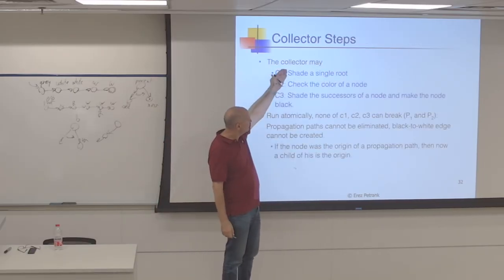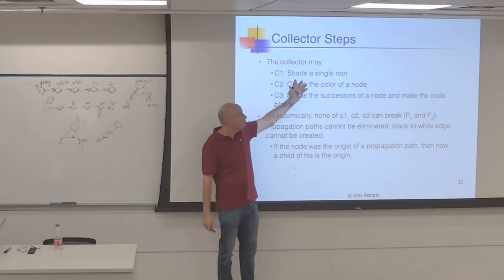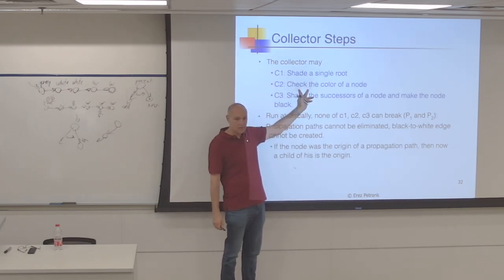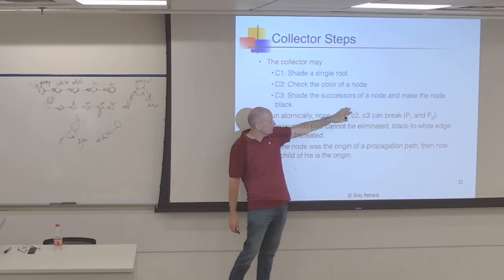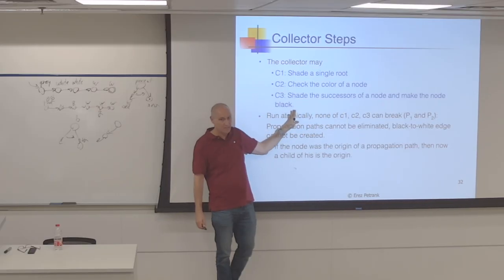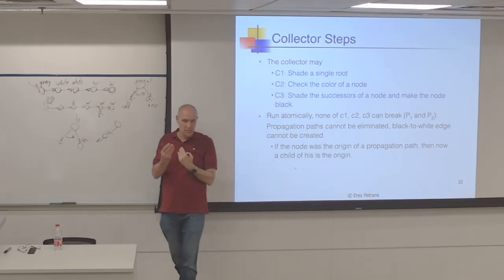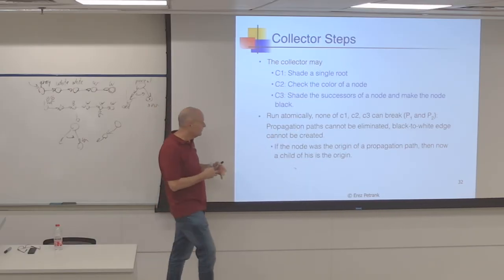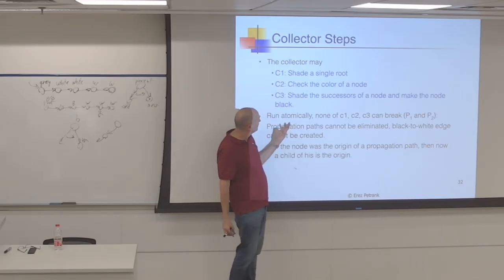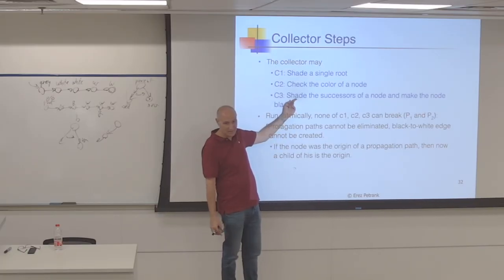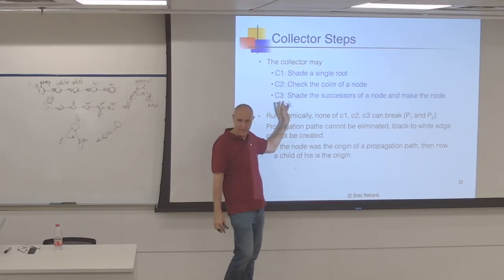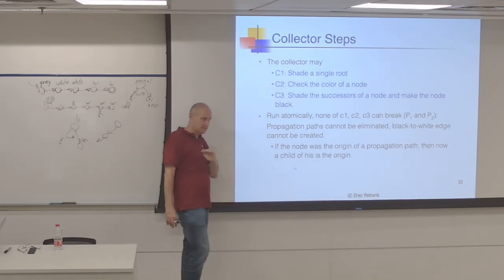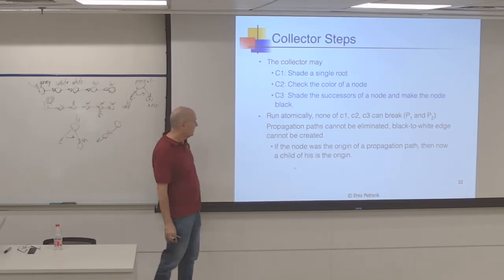So the collector may shade a single root, it may check the color of a node, and then it may shade the successors of a node and make it black. Any of these will not make any problem. But this is not atomic. This means that some steps are taken, and we have to check in the middle that nothing is ruined.